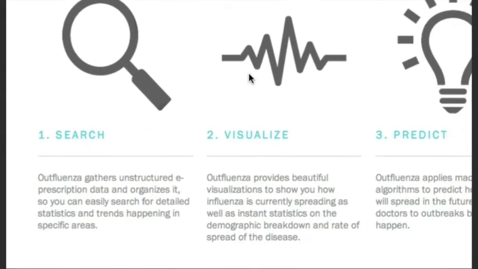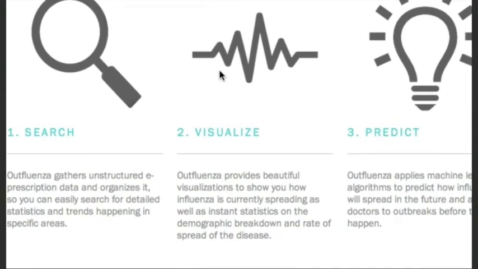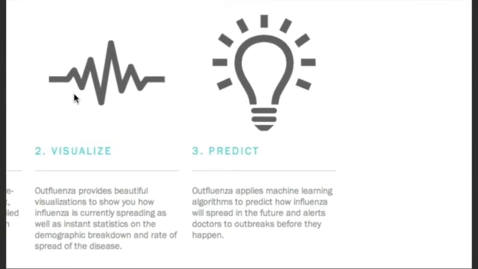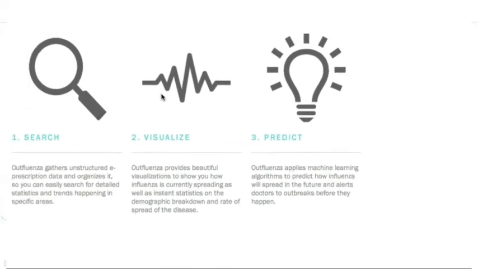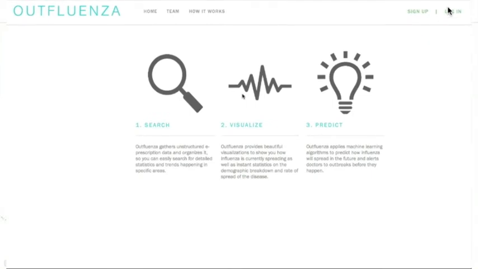Outfluenza then provides beautiful visualizations to show you how the influenza is spreading, as well as instant statistics on the demographic breakdown and rate of spread of the disease. Finally, Outfluenza applies machine learning algorithms to predict how influenza will spread in the future and alerts doctors to outbreaks before they happen.